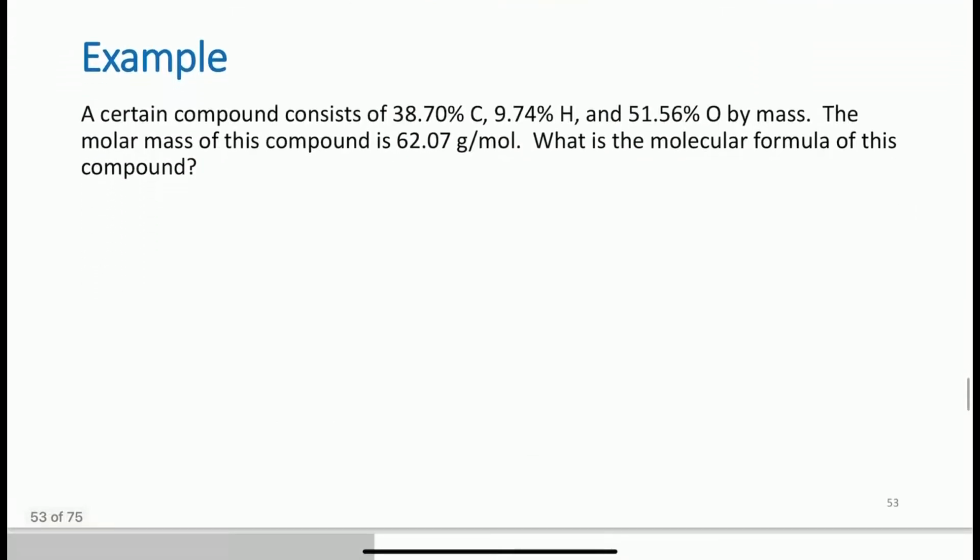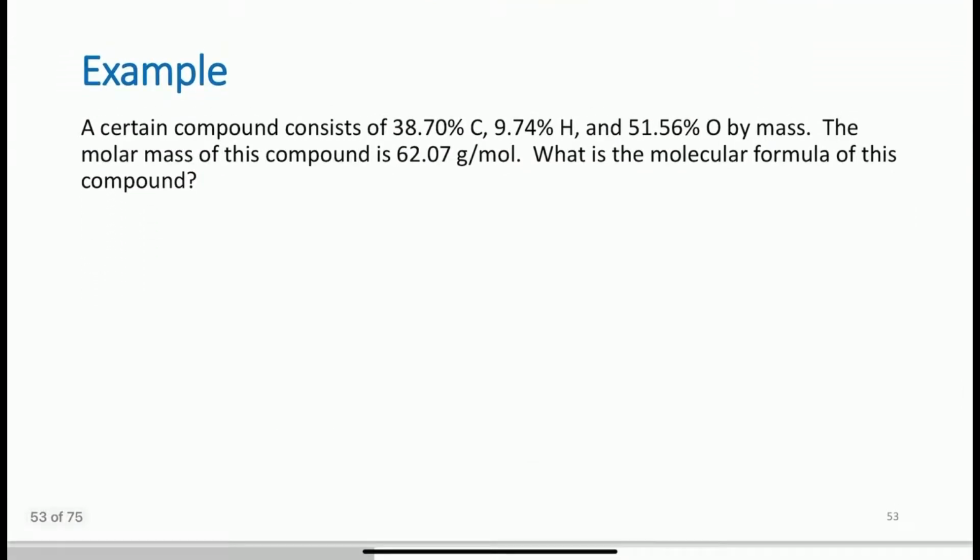Let's do another example. A certain compound consists of 38.70% carbon, 9.74% hydrogen, and 51.56% oxygen by mass. The molar mass of this compound is 62.07 grams per mole. What is the molecular formula of this compound? How am I going to find that? I'm given a piece of information to figure out the empirical formula. I'm also given the molar mass. So I'm going to use this information to get me to the actual molecular formula.